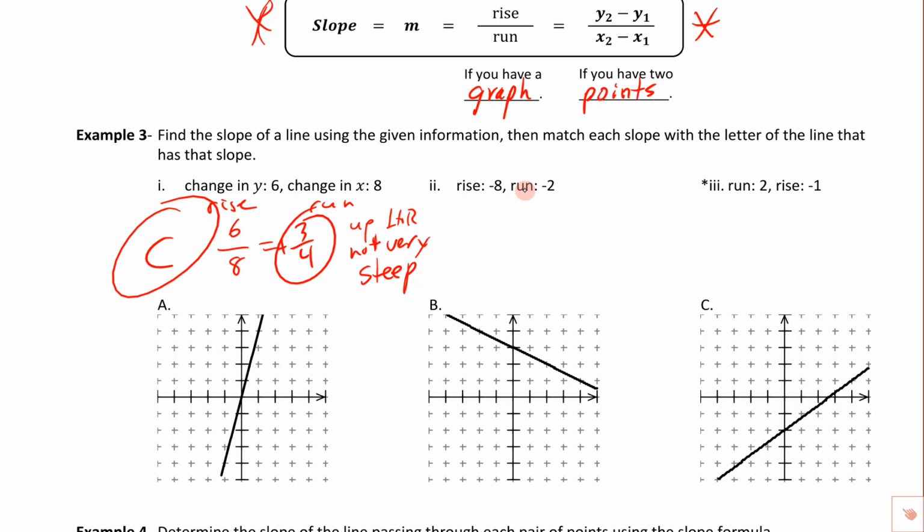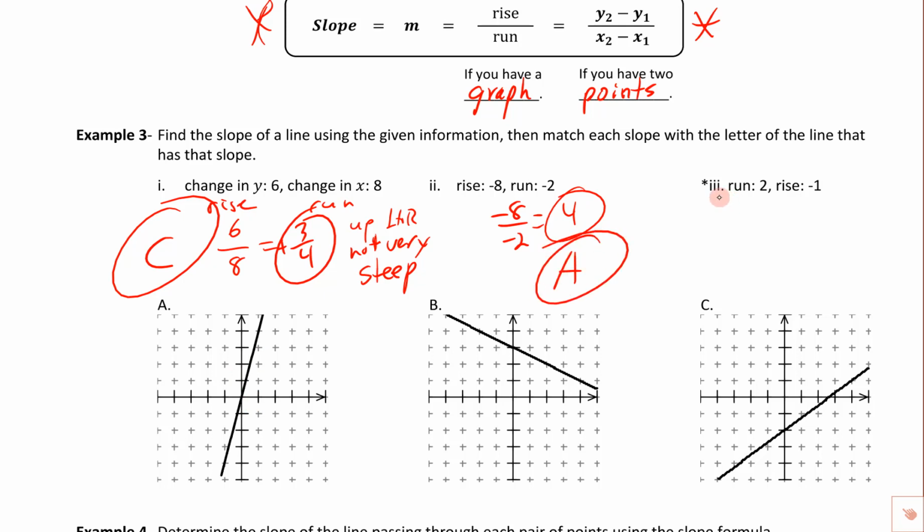This one uses the words that we're familiar with, rise and run. So we're going to put -8 on the top and -2 on the bottom. That's going to be a 4. It's positive, so that's going to go up from left to right, and it's a pretty big number. It's much bigger than this one right here. So the slope is 4, and so this goes up from left to right here on C. That one goes down. The only other one it could possibly be is A. So we're going to mark A. We're going to match it up there.